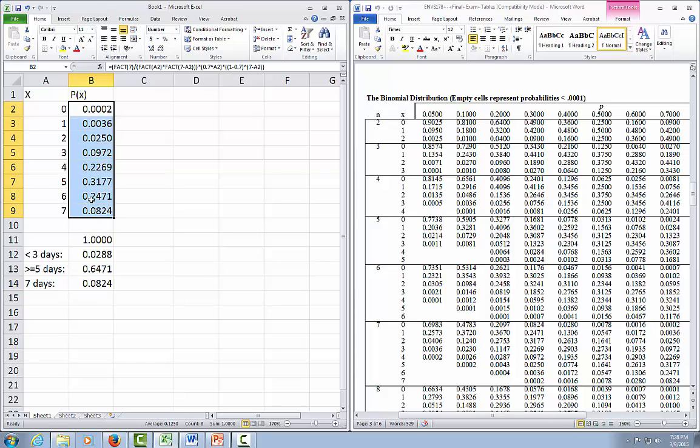So to recap, now you should be able to calculate binomial distributions in Excel and also be able to read a binomial distribution table.